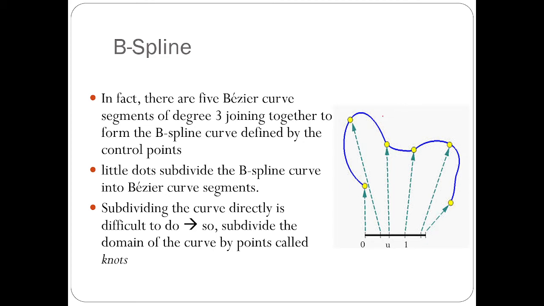Next, in fact, there are 5 Bezier curve segments of degree 3, that is 1, 2, 3, 4, 5, joined together to form the B-spline curve defined by the control points. So the little dots subdivide the B-spline curve into Bezier curve segments. See here, these lines 1, 2, 3, 4, 5. These are the little dots. So little dots subdivide the B-spline curve into Bezier curve segments.